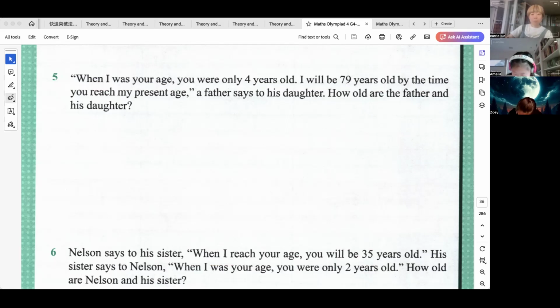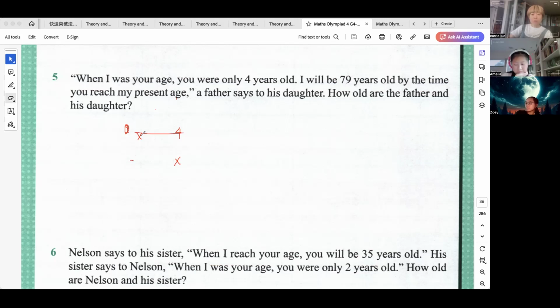Okay, so let me give you a little bit of help. When I was your age, you were 4 years old. For this sentence, I and you, so you're 4 and I was X, and this is you right now. I will be 70 years old by the time you reach my present age.